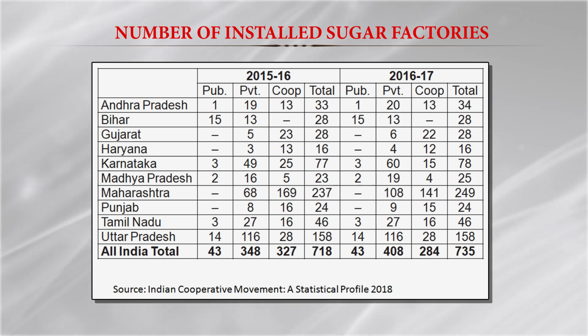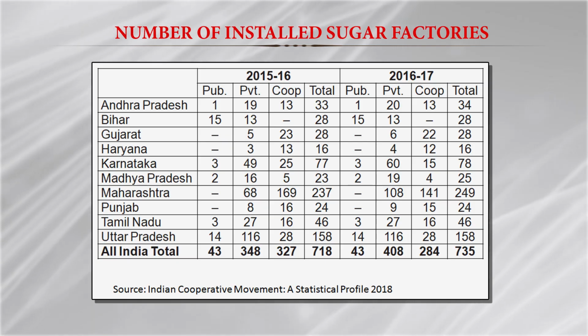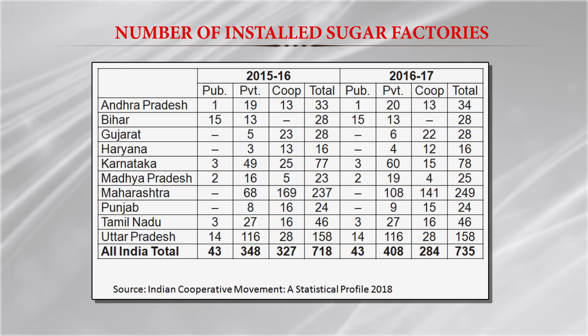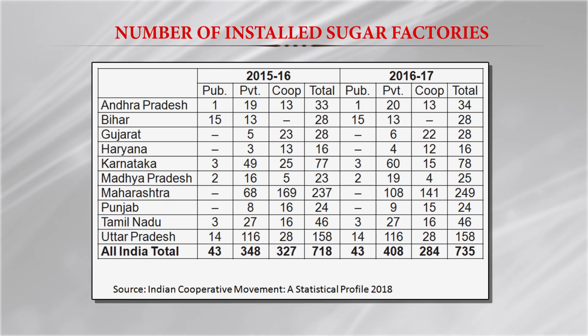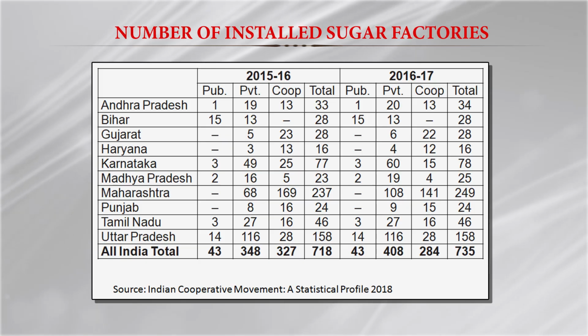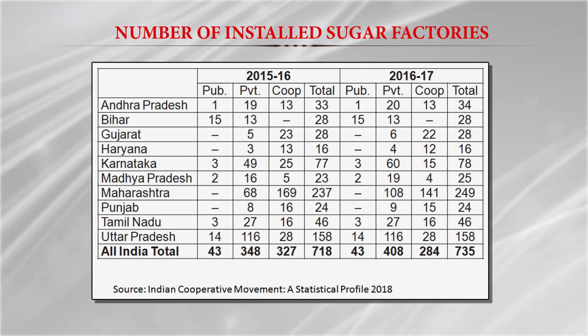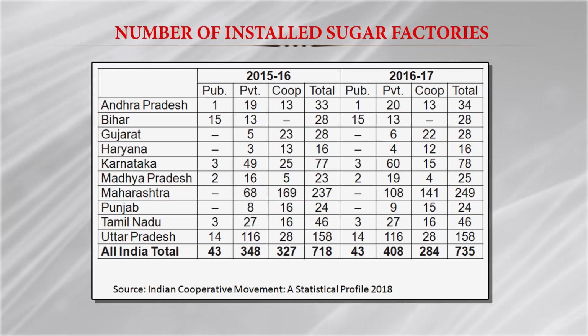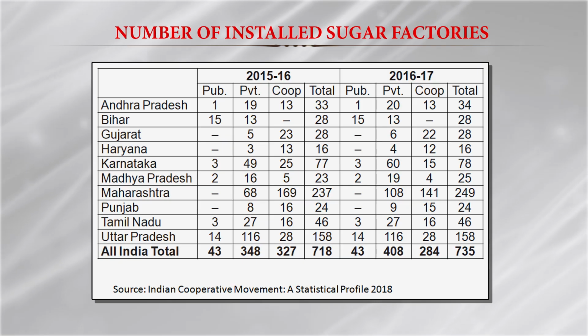And the role of the cooperative sector in the establishment and working of the cooperative factories is reducing over the period of time. In 2015-16 we had 327 sugar production factories under the cooperative sector, which has reduced to 284 factories in the year 2016-17. So there is a reduction in the number of factories controlled by the cooperative societies over the period of time. There may be a number of reasons, maybe the financial viability of some of the cooperative factories is not there. That's why the number of factories under the cooperative sector is reducing over the period of time.